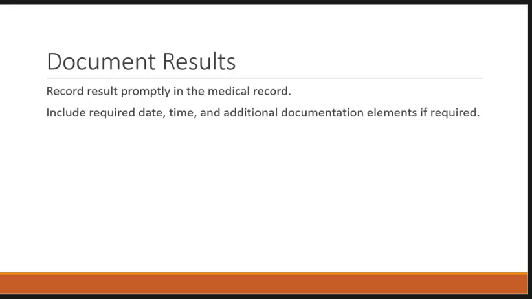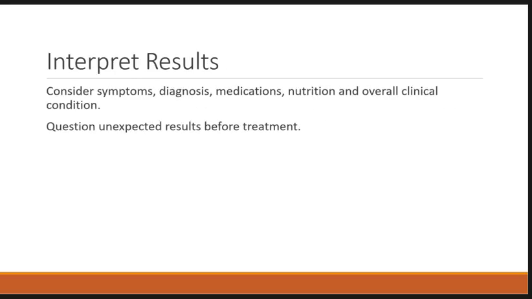Documentation should include the glucose value, the date and time of testing, and any additional information required by institutional policy. The interpretation of results should be done within the context of the patient's clinical condition. So the nurse should evaluate the glucose result and the patient's symptoms, their diagnosis, medications, nutritional status, meaning when's the last time they ate, because this absolutely affects glucose levels, and overall clinical condition.